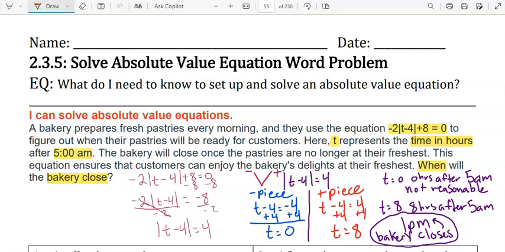So if we go back through this, the first step is to isolate the absolute value. Subtract 8 and then divide by -2. The second step is to set up your two pieces. So set up and solve the pieces. And then the last step, check for extraneous.